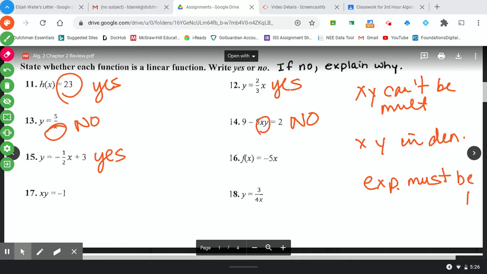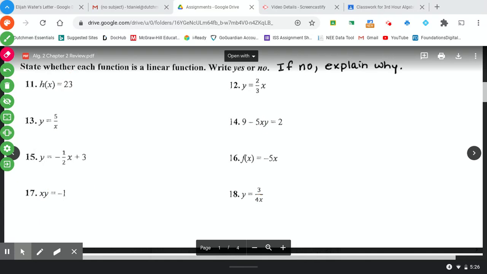Again, no x and y being multiplied together, not in the denominator, and no exponents higher than 1 or different than 1. So yes, that's a function. This is not a function because x and y are being multiplied together. And this is not a function because x is in the denominator. All right, let's move on.